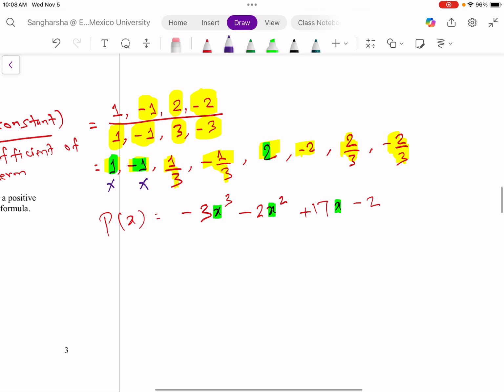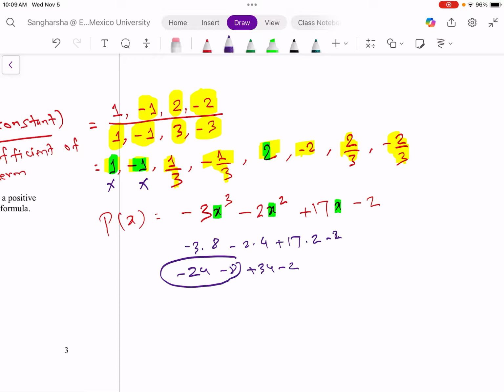You do not need to show this work. You can do this on your calculator. This is negative 3 times 2 cube, which is 8, minus 2 times 2 square, which is 4, plus 17 times 2, minus 2. So this is negative 24, negative 8, plus 34, minus 2. So what is this? Negative 32. Yes, this is 0, right? So when we take x equals 2, we get 0. So 2 is one real 0 for this function p of x.